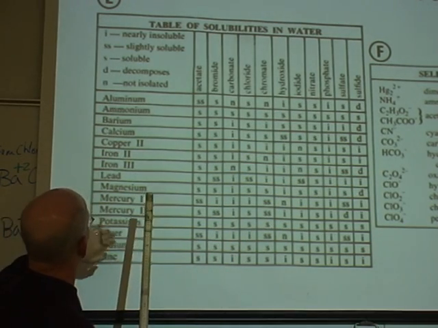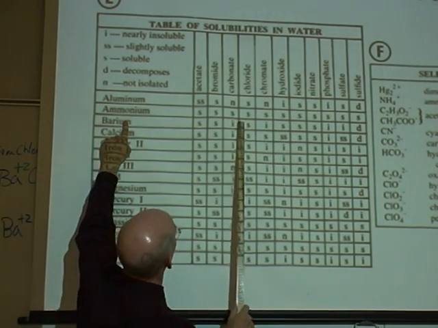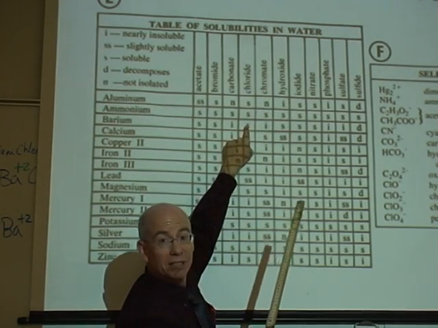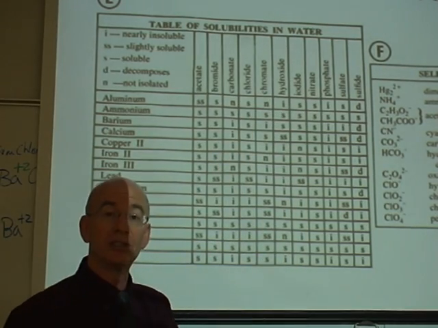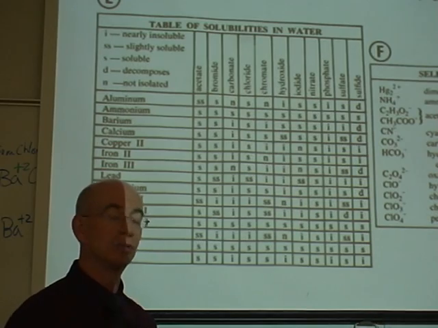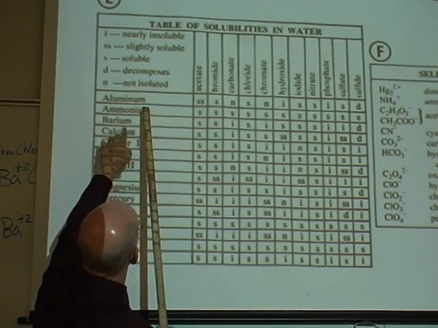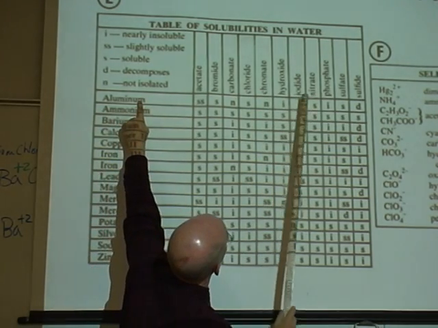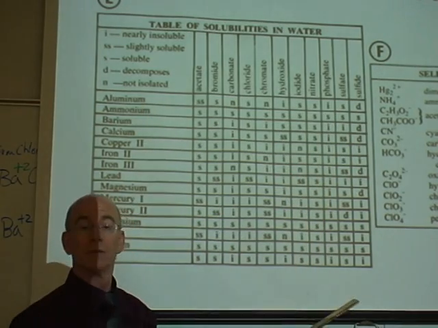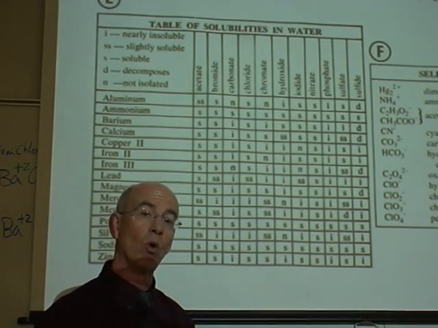We started off with barium chloride. Here's barium. Here's chloride. It is S. That means soluble. It's aqueous. It's dissolved in water. No precipitate, no solid. And we had aluminum and sulfate. It's also S. Means it's soluble. It's aqueous. It's in water.